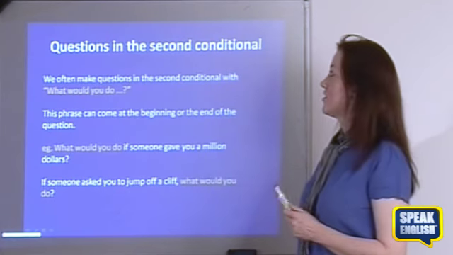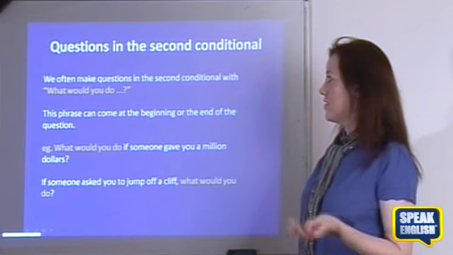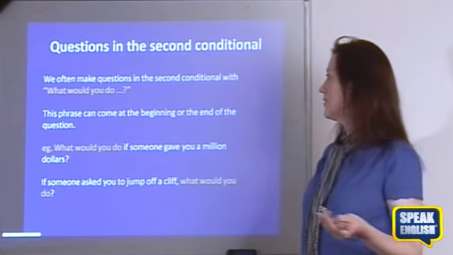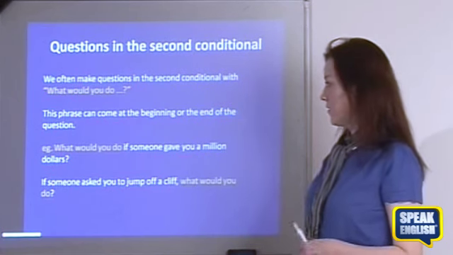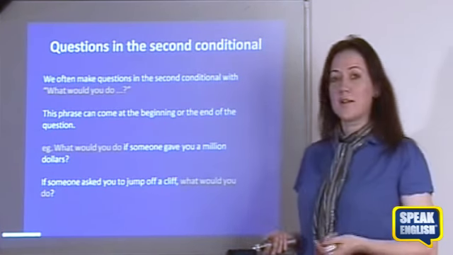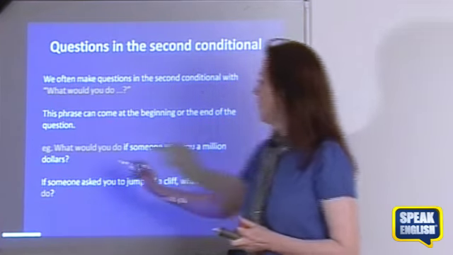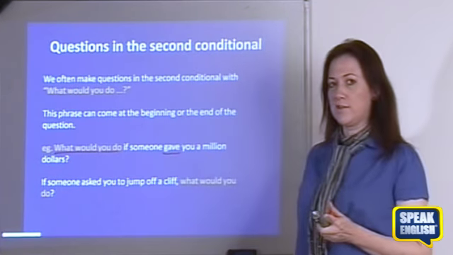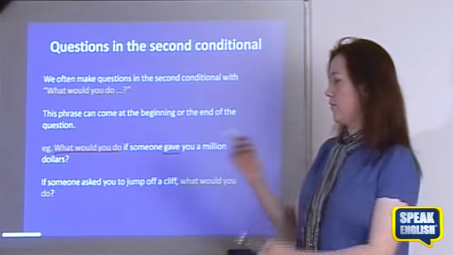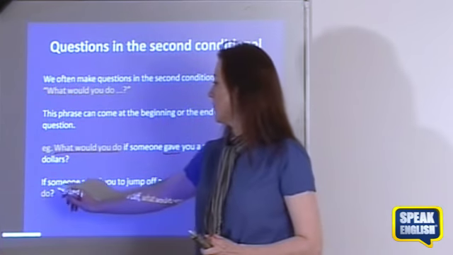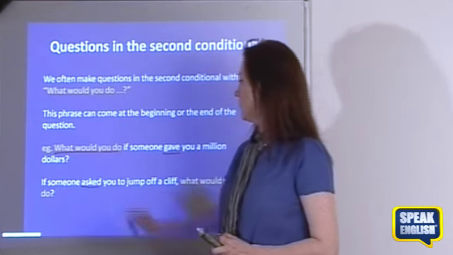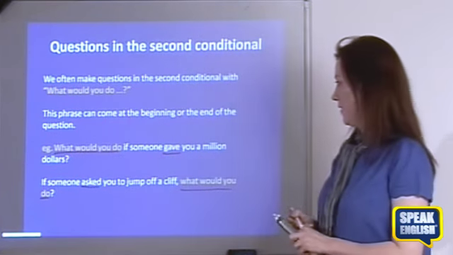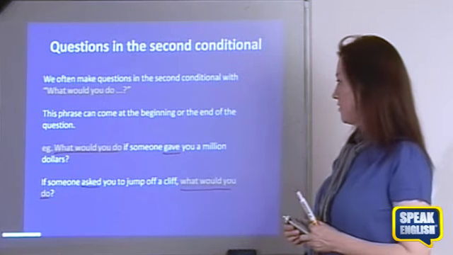Now we're looking at questions in the second conditional. We often make questions in the second conditional with what would you do? And this phrase can come at the beginning or the end of the question. For example, what would you do if someone gave you $1 million? Past simple. Or we can move the clauses around and start with if. If someone asked you to jump off a cliff, what would you do? These are very common hypothetical questions.